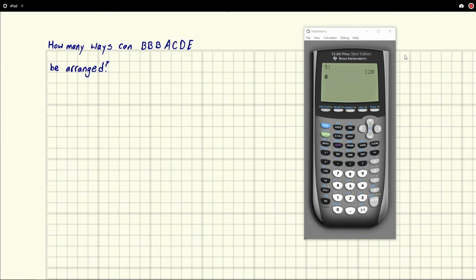Eric Burgess here, and we've been asked how many ways can the letters B, B, B, A, C, D, E be arranged? So looking at this, it's different than before because we have three B's here. They're all the same. So for example, I could swap this B and this B, and it would look like the exact same thing. It wouldn't be any different.